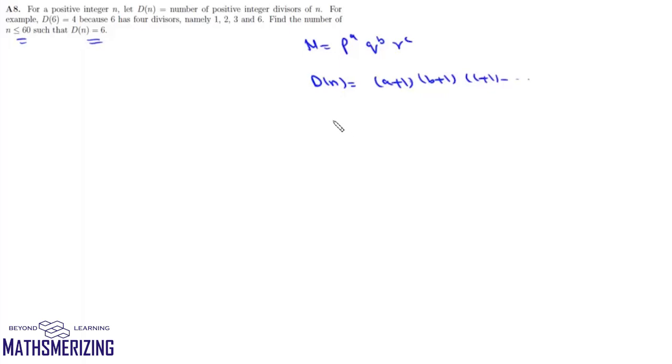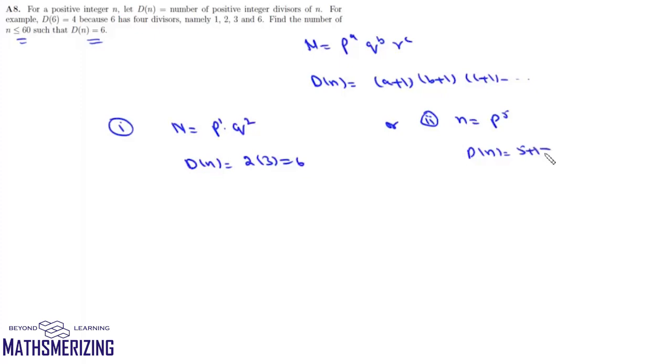Now the number of divisors will be 6 if, in the first case, n is of the form p to the power 1 and q to the power 2, because in that case the value of d(n) will be 2 into 3, and it will be 6. Or when n is of the form p to the power 5, in that case d(n) will simply be 5 plus 1, and that is 6. Now we need to find out how many such numbers are possible from 1 to 60.